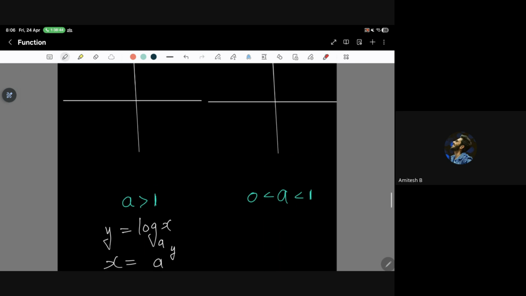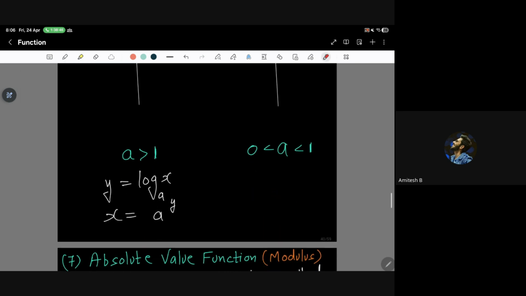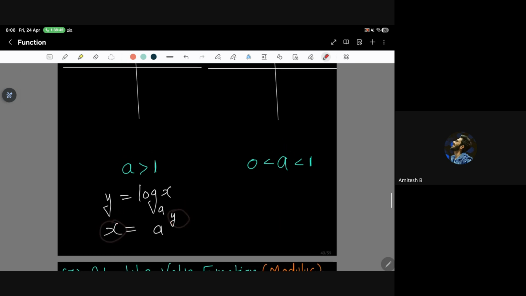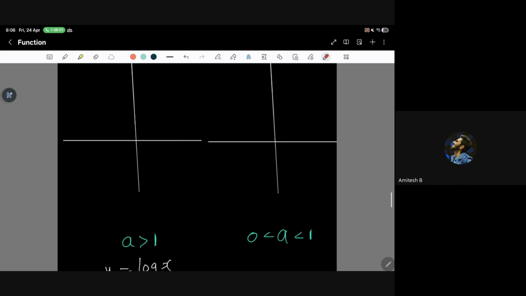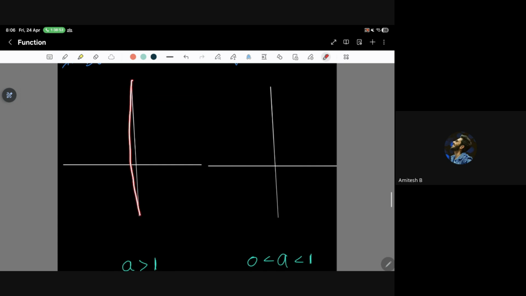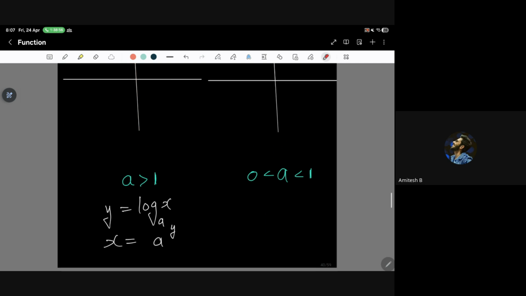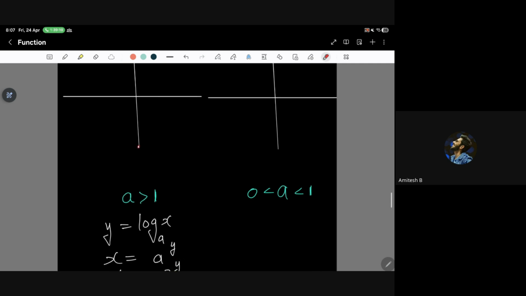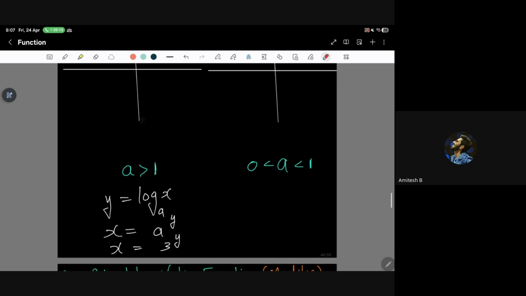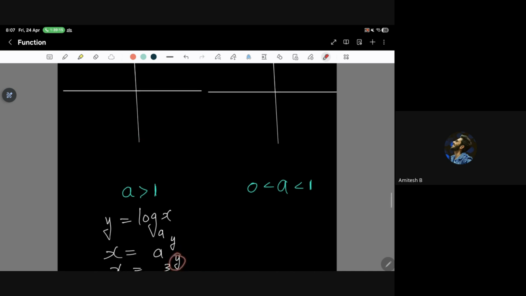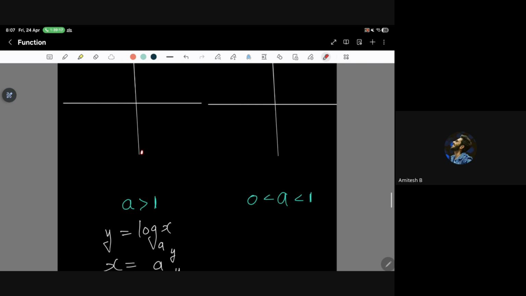Okay. So now if your base is greater than 1, see, x and y interchange their roles. So now you have to go in the direction of y to find the values of x basically, right? So if you are at minus infinity and the base is greater than 1, so let's say x is 3 to the power y. So when y is minus infinity, what is the value of x? 3 to the power minus infinity, x will be 0. So you are very near to the y axis.